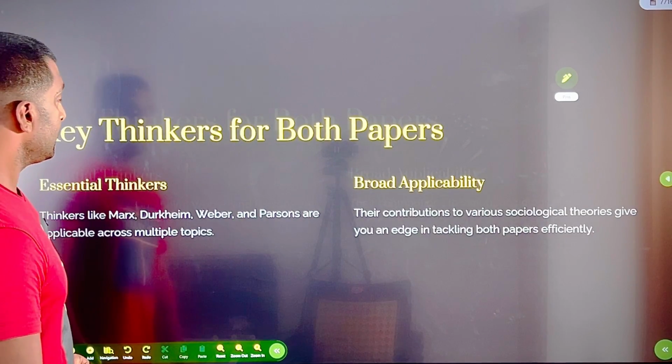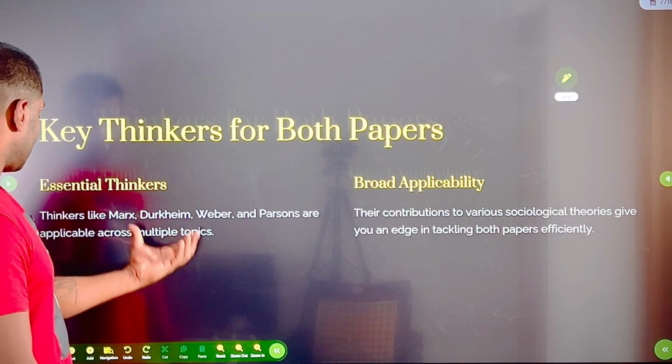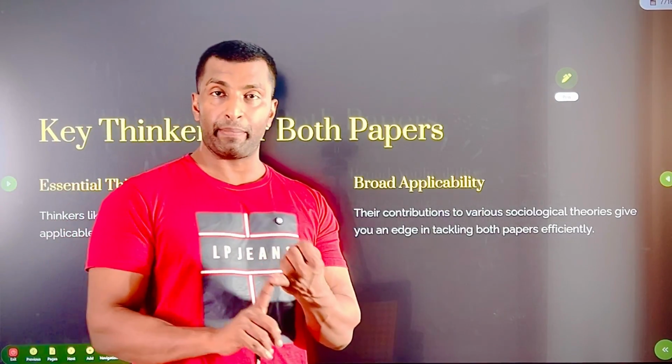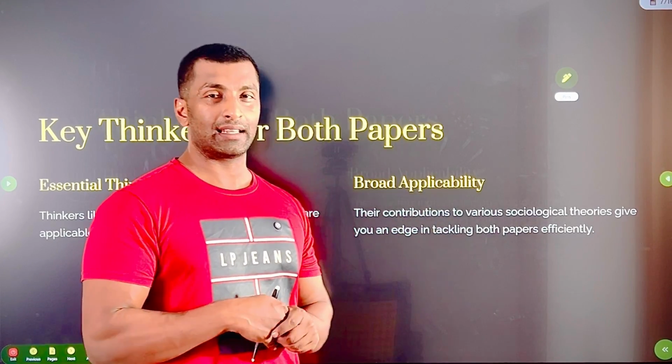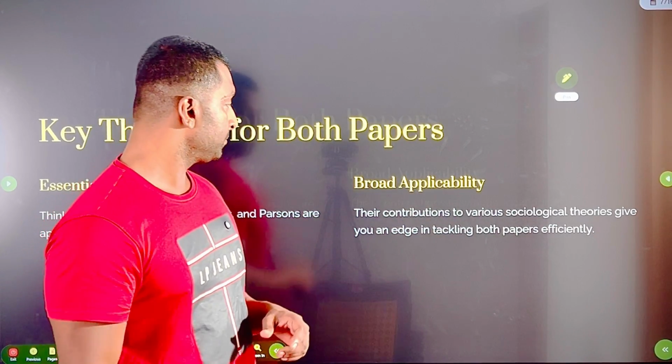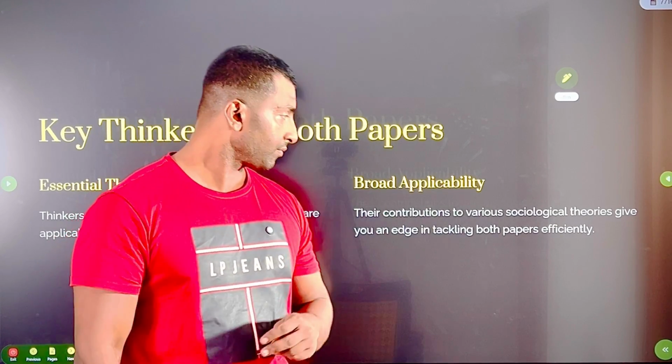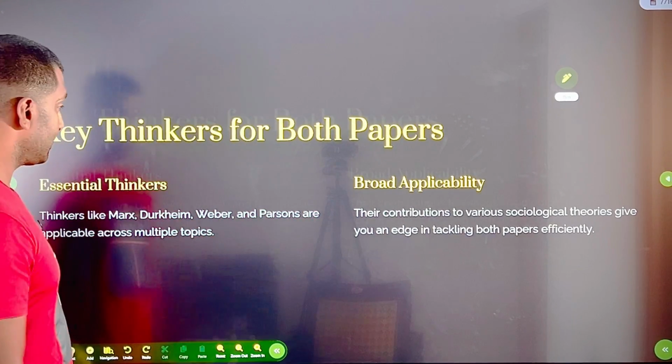Okay. So now if you look at the key thinkers, I've already mentioned Marx, Weber and Durkheim, Parsons, Merton. Mead, not that significant, just one theory. Okay, these are the things.